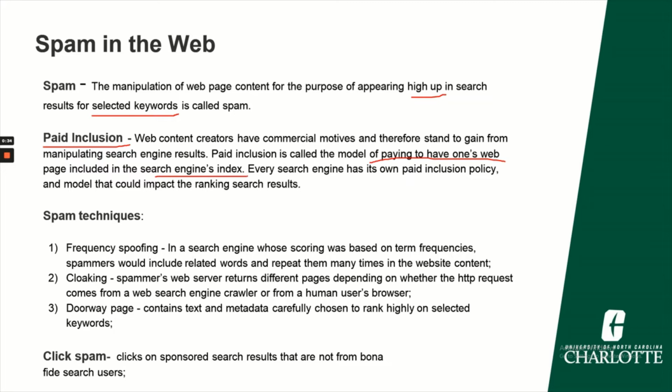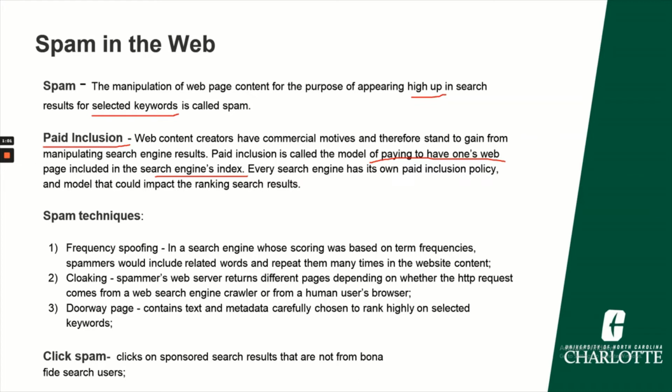So every search engine has its own paid inclusion policy and, of course, model that could impact the search ranking results. For example, Google has a product that is open to every bidder, where you can bid on specific keywords related to your website, and if you pay higher, your web page for that specific term will be ranked at the highest level.